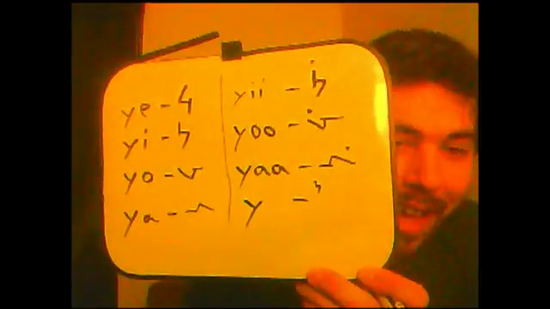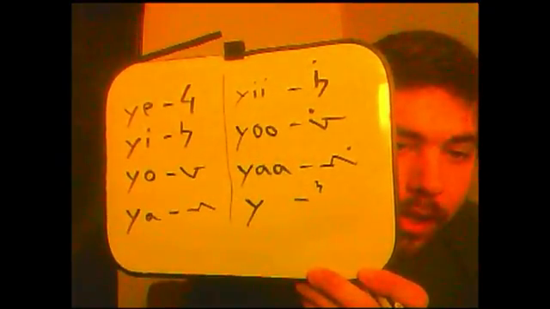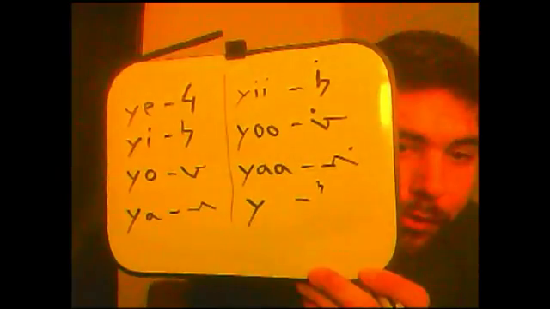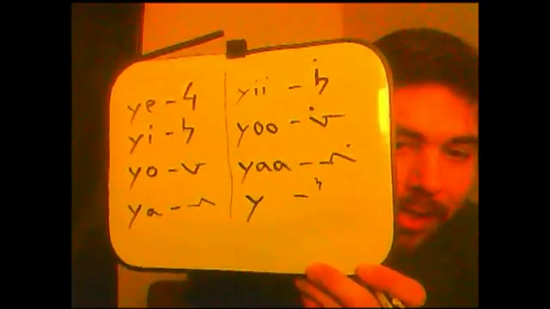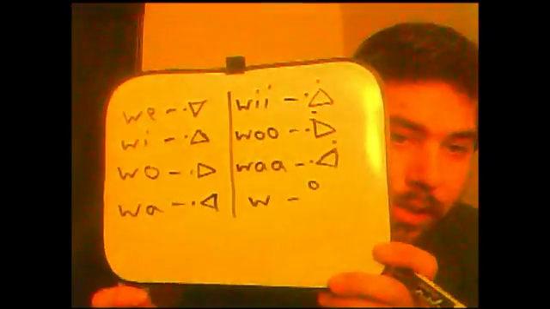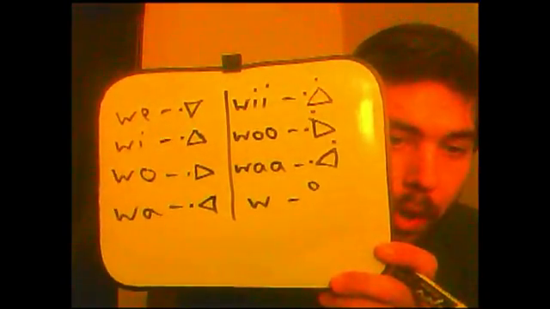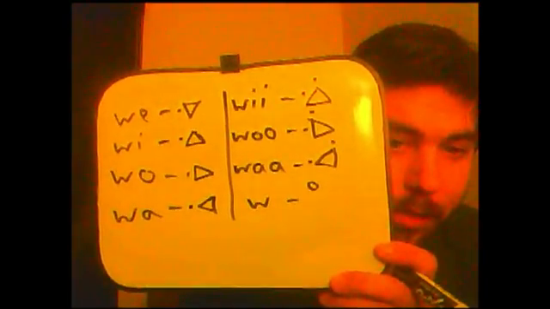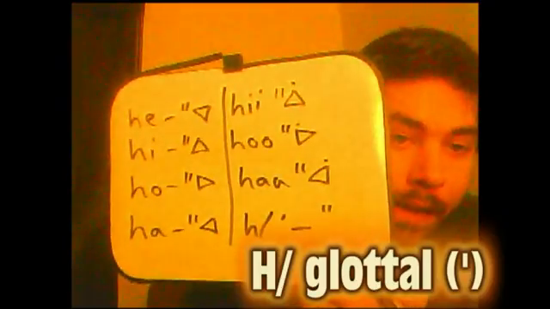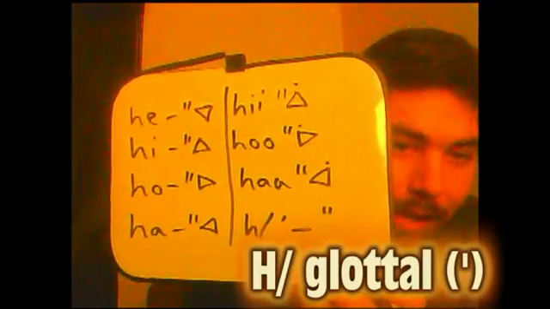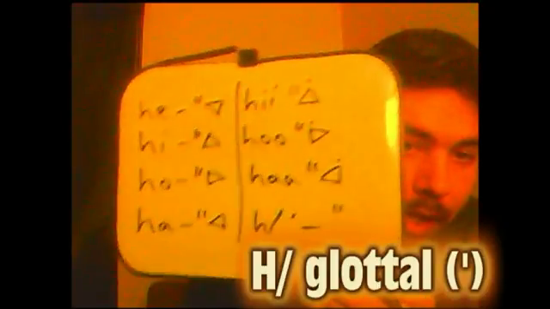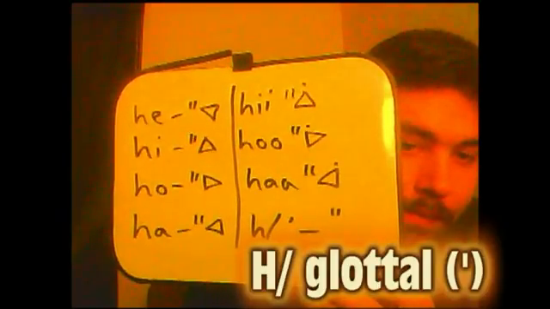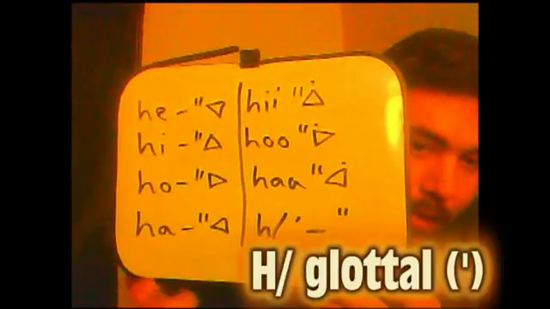We have our y's, ye, yi, yo, ya, yii, yoo, yaa, and y by itself. Our w's, we, wi, wo, wa, wii, woo, waa, and w by itself. And then the h's, he, hi, ho, ha, hii, hoo, haa, and then the H or glottal stop. Okay, so that is kind of what we have there for that.